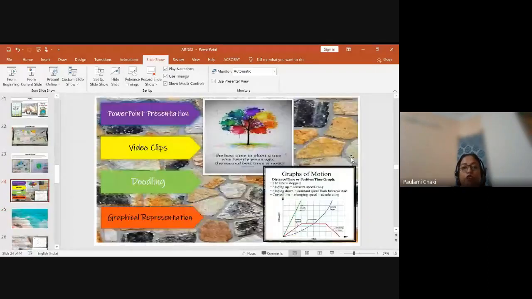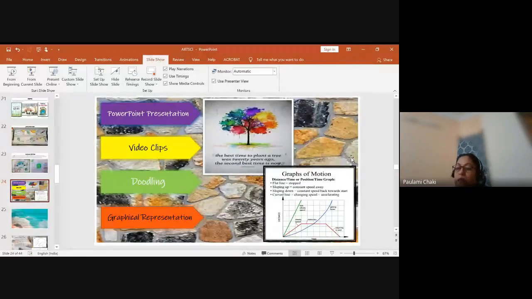Then we can move on to the higher versions. As I was telling you, nowadays the students in 9, 10, 11, 12, even in 8, are quite advanced. They like to use ICT tools. So why not give them that? Why not give them some work on PowerPoint presentation?